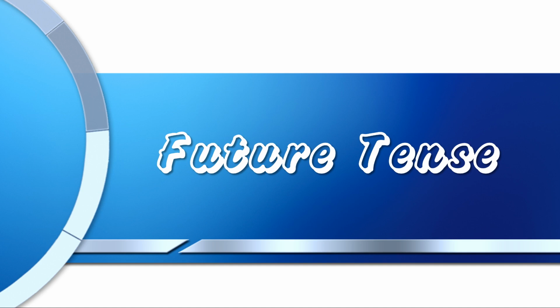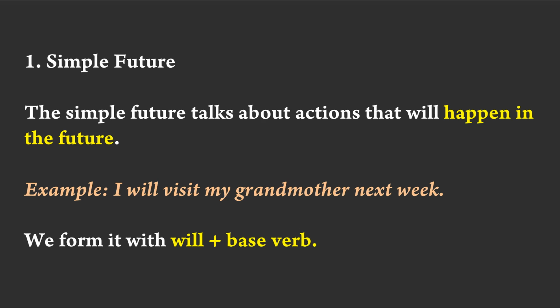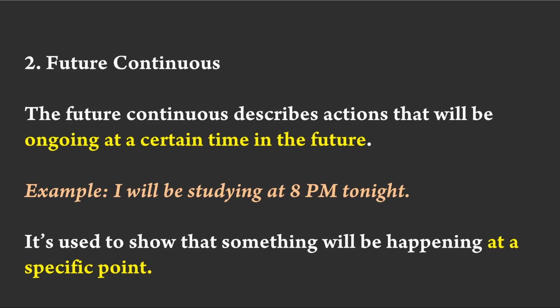Finally, we arrive at the future tense. 1. Simple future. The simple future talks about actions that will happen in the future. Example: I will visit my grandmother next week. We form it with will plus base verb. 2. Future continuous. The future continuous describes actions that will be ongoing at a certain time in the future. Example: I will be studying at 8 p.m. tonight. It's used to show that something will be happening at a specific point.